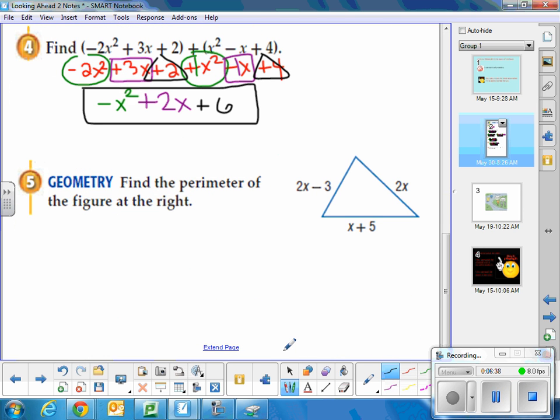Our last example has to do with finding the perimeter of a triangle. The perimeter, remember, is the distance around a figure. So you're going to walk around this figure and we're going to figure out how far you walk. So it's simply adding 2x plus x plus 5 plus 2x minus 3.